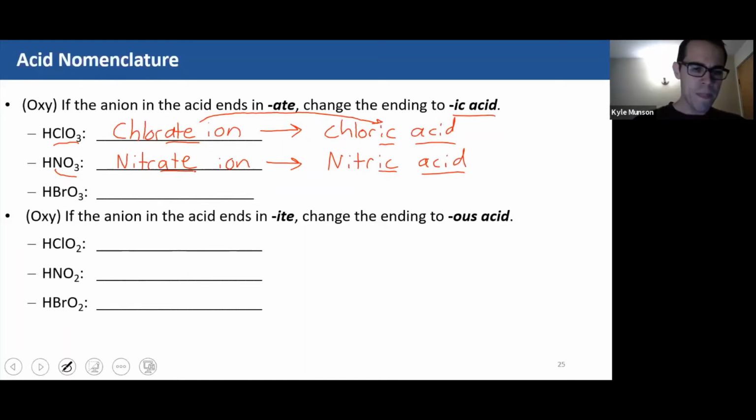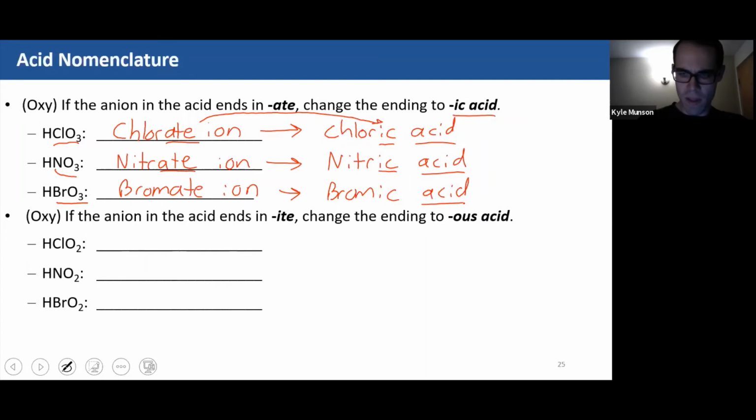So finally, this is bromate ion. So this is going to be bromic acid, where again, that -ic acid is the -ate. And the acid part at the end of the name tells us we have that proton there in the front. So don't worry about including hydrogen or proton or anything like that in the name. You just follow this rule.